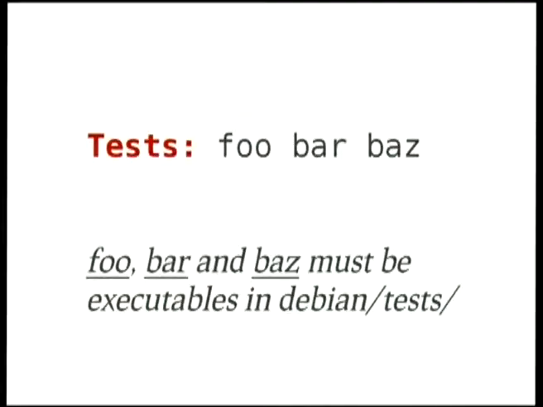So you can just declare tests. In this case, you are declaring three tests, and each one has to be an executable inside debian/tests. So it's just like that. It can be anything. You can build C binaries with those names if you want. But the most common case is just writing shell scripts or something in another interpreted language. And then it has to be executable. If it exits with zero, the test passes. And if it exits with non-zero, the test fails. It's simple like that.